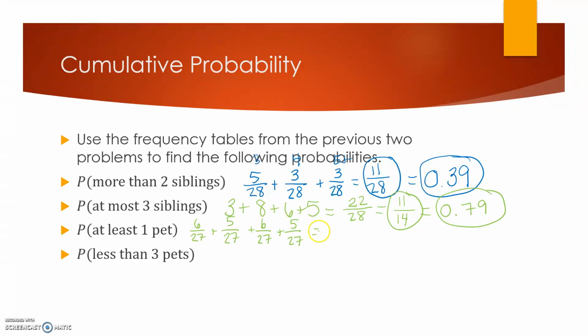So that would give us 12 plus 10 is 22 out of 27. I can't simplify that. There's nothing that goes into both of those, so this would be a good final answer. For our decimal friends out there, if we do 22 divided by 27, we get 0.81.